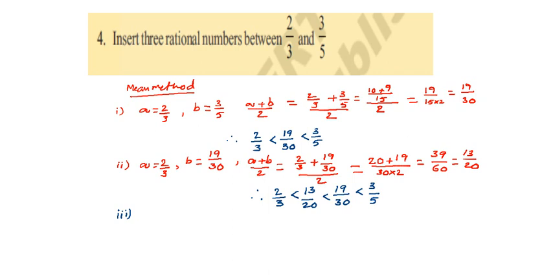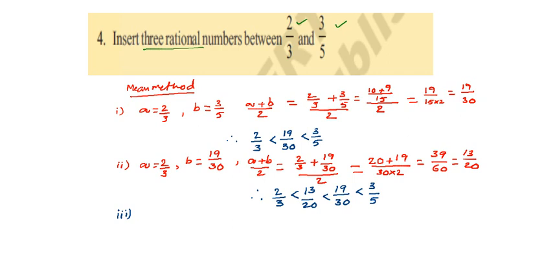That is, insert rational numbers between 2 by 3 and 3 by 5. Insert 3 rational numbers between 2 by 3 and 3 by 5. But in the previous question, integers were given. But here 2 by 3 and 3 by 5. What are these two? These two are rational numbers. Now our task is to insert 3 rational numbers between the given 2 rational numbers, which are 2 by 3 and 3 by 5.